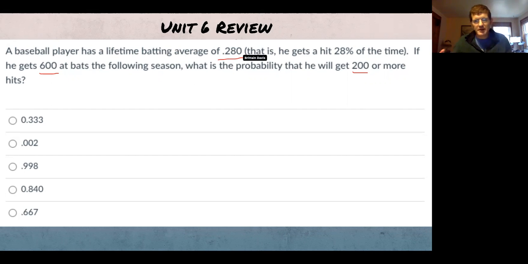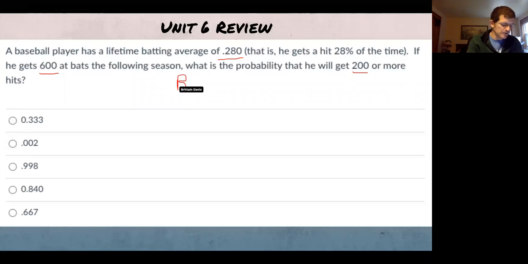So if we run through BINS just to make sure this is appropriate, it is binary, that he could succeed or fail. It's independent. We're going to assume every at-bat is different and not affected by the last. We have a set number of trials, and the probability is going to stay at 0.28 the whole time.